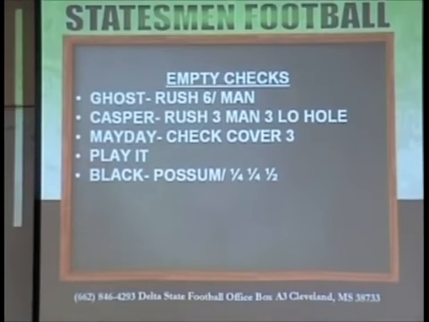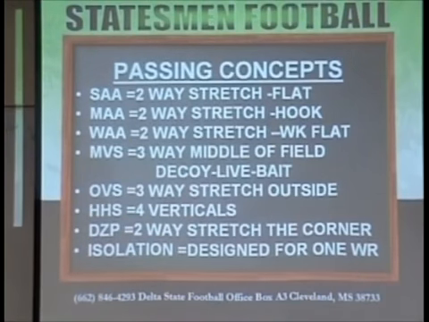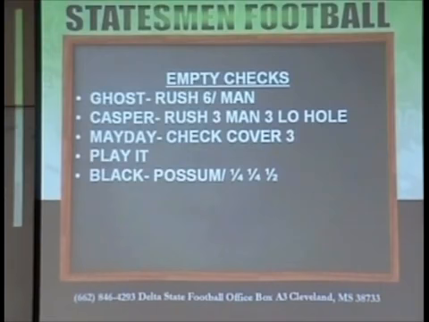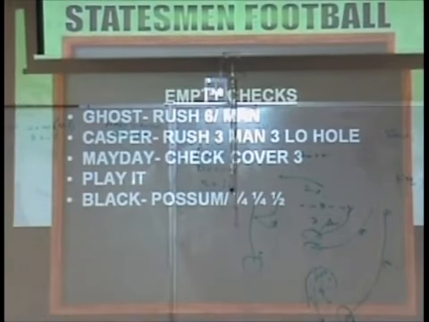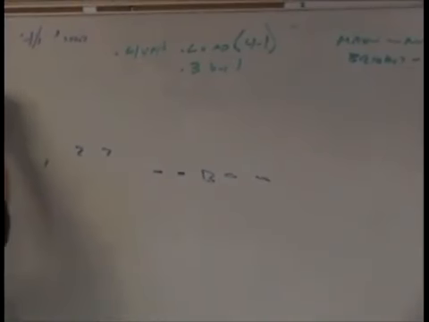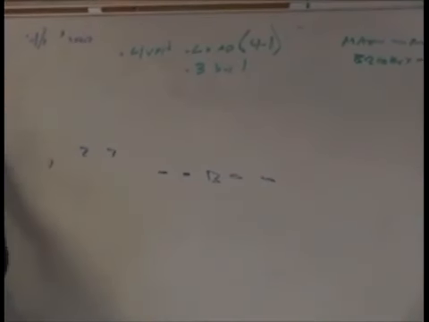And the last one is what we call black. It's quarter, half. And I'm going to draw it up. We're going to pause some defensive linemen. Okay, let's go through each one of them: ghost, Casper, Mayday, and black.